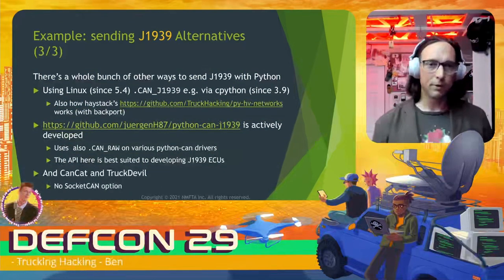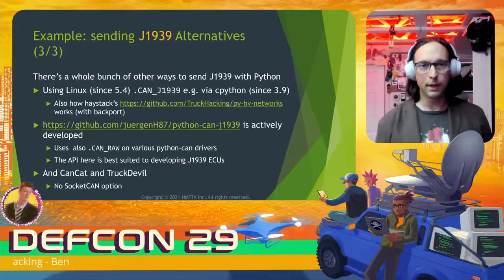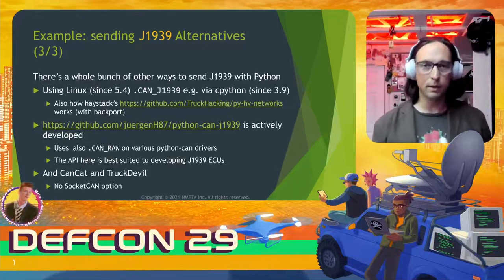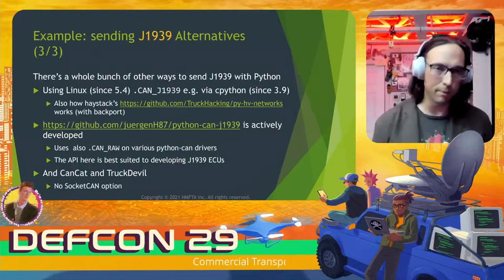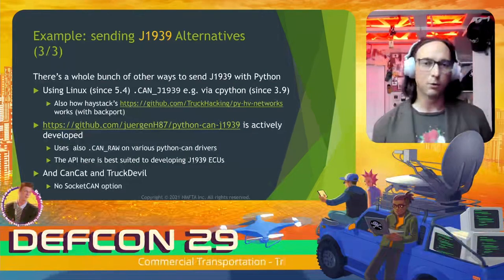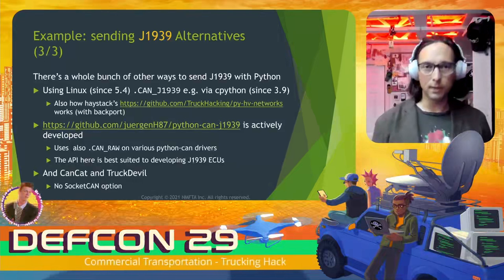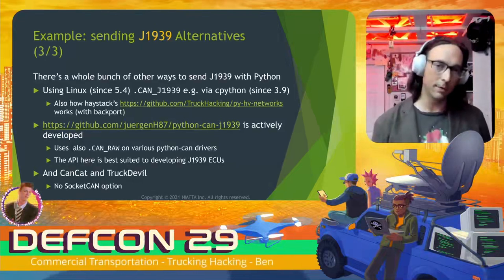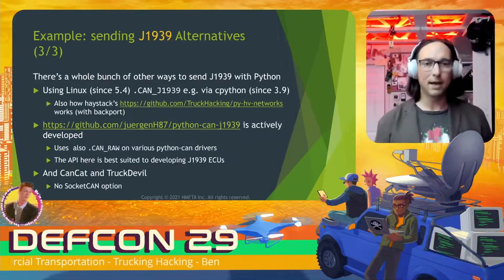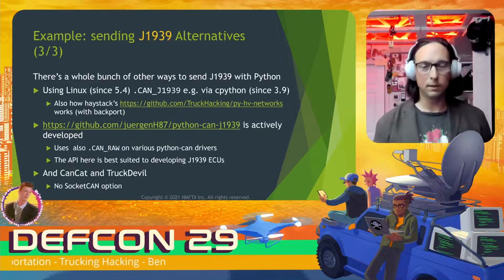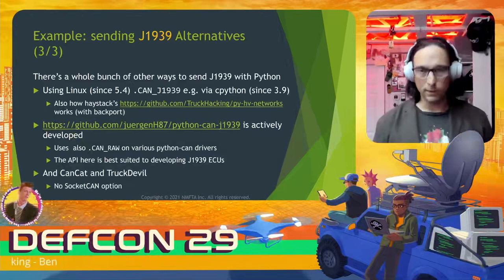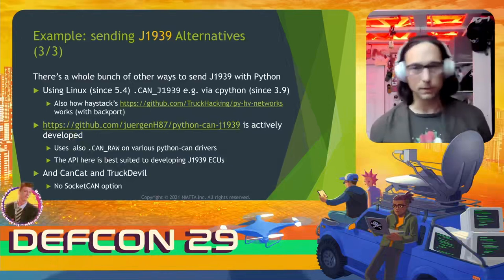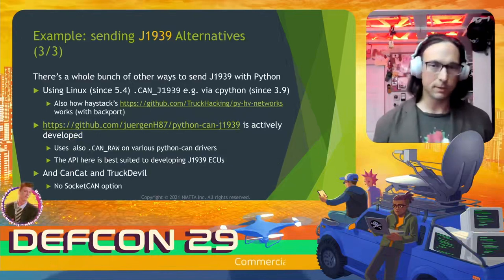Since Linux 5.4, there actually is a new SocketCAN type, CAN_J1939, which can be used since CPython 3.9. So as long as you're above that, you can go direct to CAN_J1939 for your socket type instead of using CAN_RAW like we saw on the snippet. That is how Haystack put together the Truck Duck for PyHV networks. But that was done in a backport, so it isn't available mainline until much more recently.